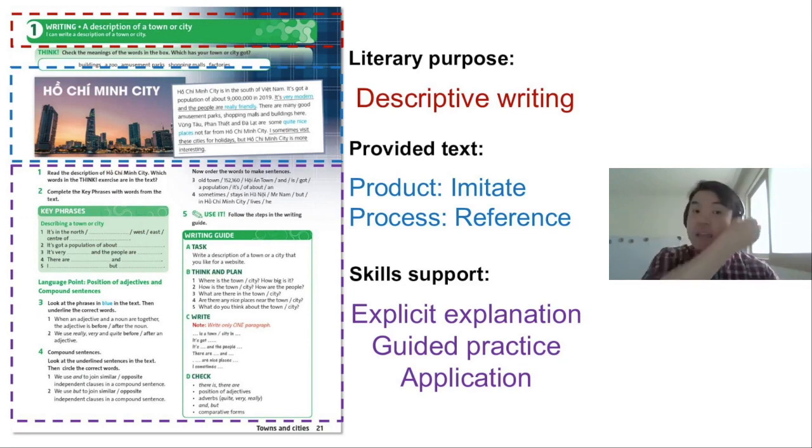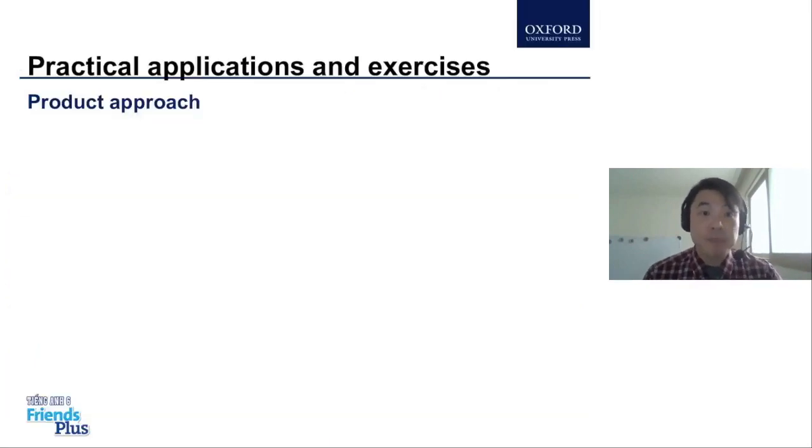And then you can see that in the writing unit, we're going to have the skills support. There are clear, explicit instructions and explanation. We have the guided practice and application. So no matter which approach you use or a mixture of them, the Tiếng Anh 6 Friends Plus information and content is all provided for you. And we're going to do both approaches in a step-by-step manner in a true in-class application together. So let's start with our product approach first.